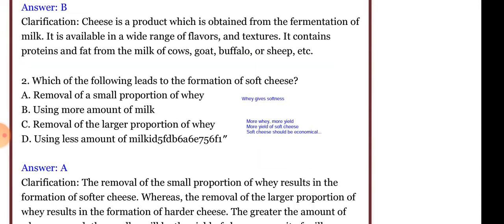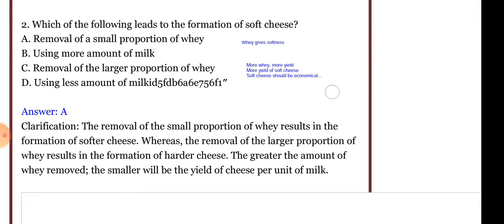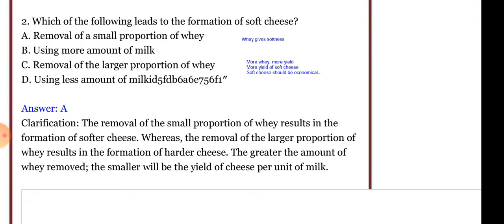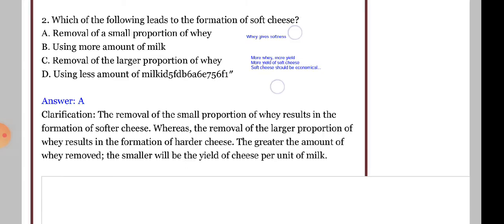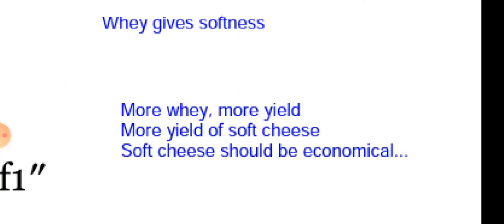Which of the following leads to the formation of soft cheese? The answer is A, removal of small proportion of whey. The thumb rule is that whey gives softness to the cheese. The more whey is in the cheese, the more will be the yield of the cheese, and the more the yield of cheese, the more economical the cheese should be.